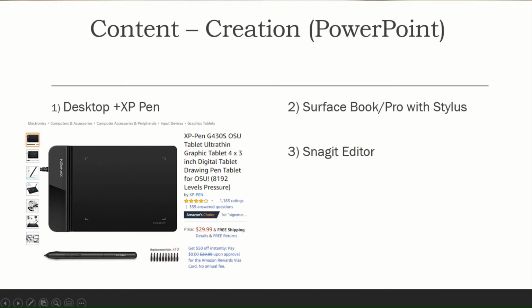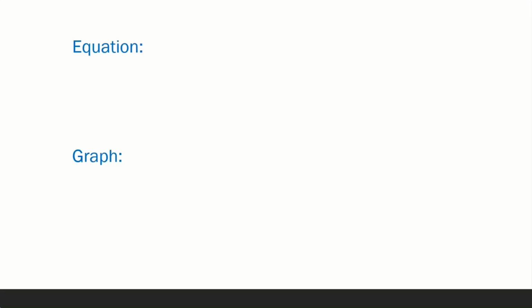If I'm using the desktop, then a very inexpensive device such as this XP pen can be used to start writing on a screen that we can record with PowerPoint. Or alternatively, we can also use the Surface device that has the stylus with it. For editing, we can use the Snagit editor or a simple PowerPoint editor as well. I can start writing equations on a PowerPoint slide very easily with this device.